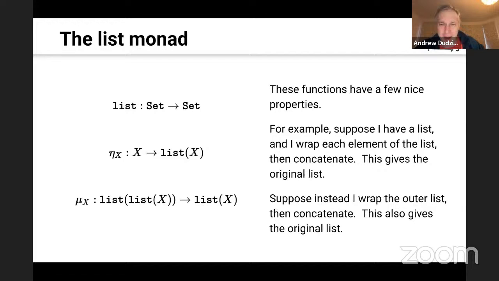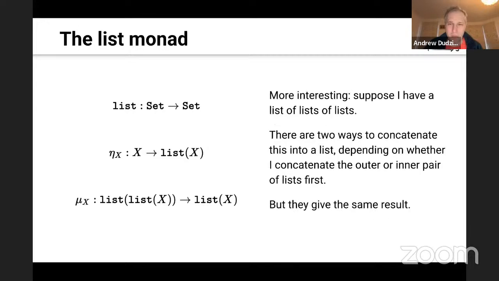If I have a list and then I wrap each element into a list and then I concatenate, I get the original list back. Or I could wrap the outer list and then concatenate. That also gives back the original list. And that means we have some sort of compatibility there. And somewhat more complicated, if I have a list of lists, there's a priori two different ways of concatenating a list of lists. I can either concatenate the outer pair and then the inner pair, or I can concatenate the inner pair and then the outer pair, but we believe these should give the same result.